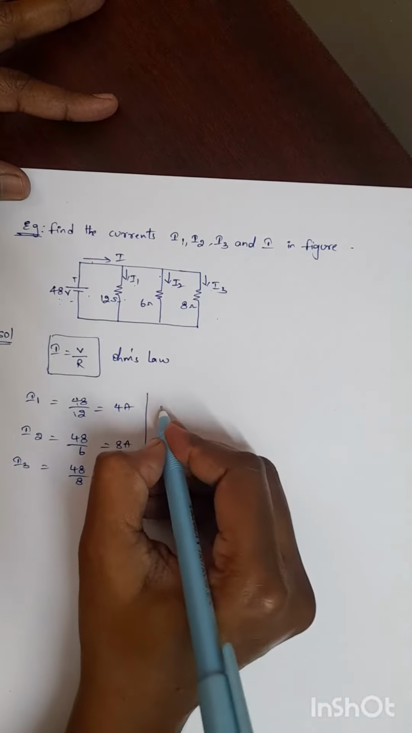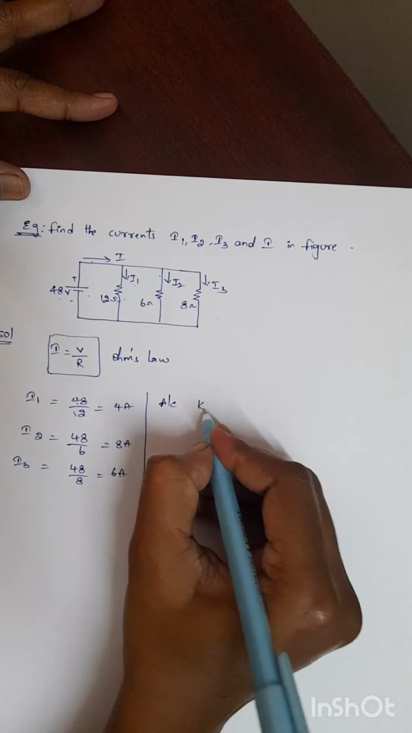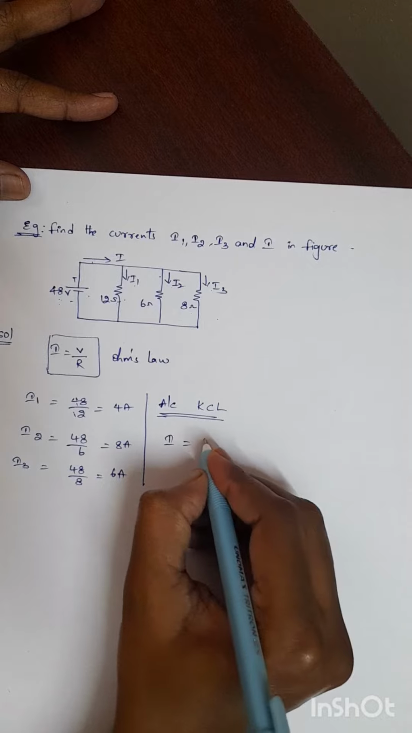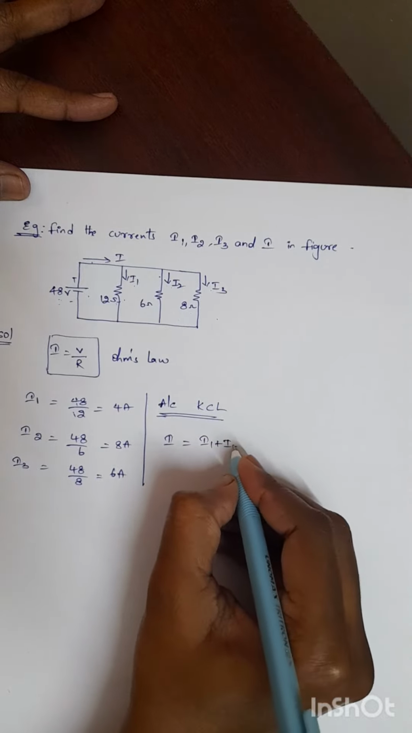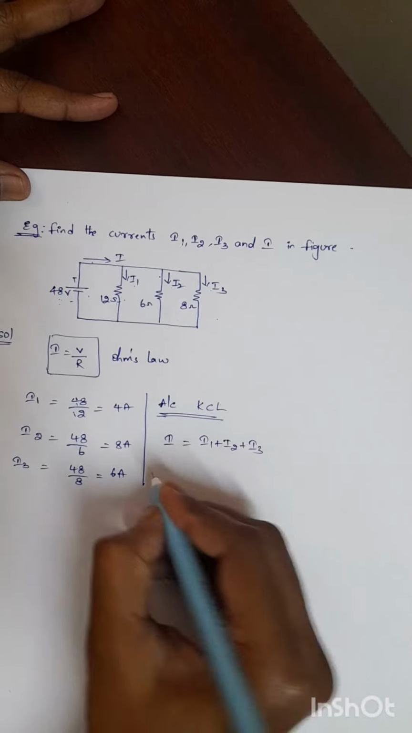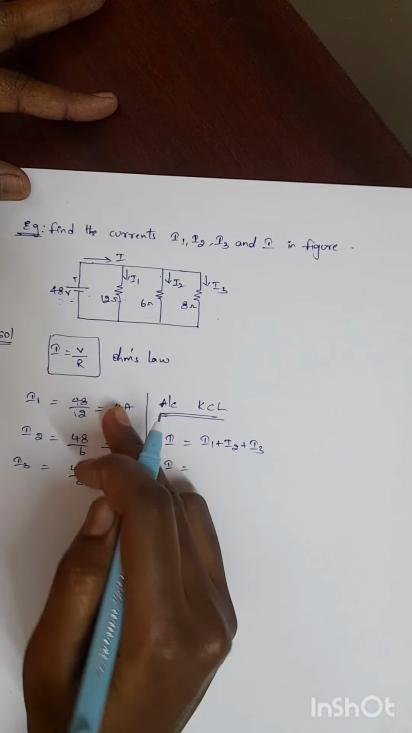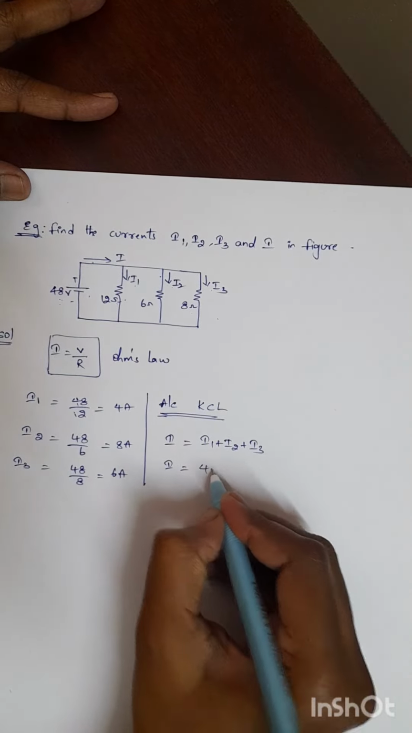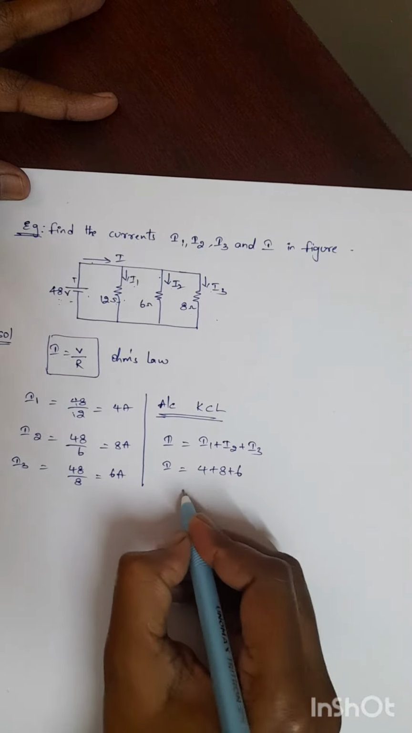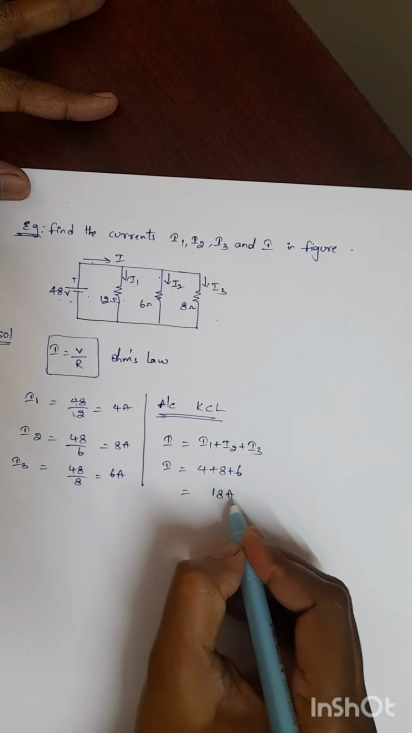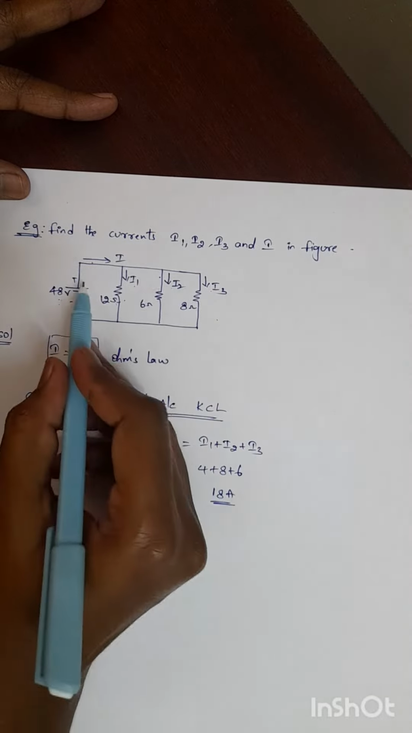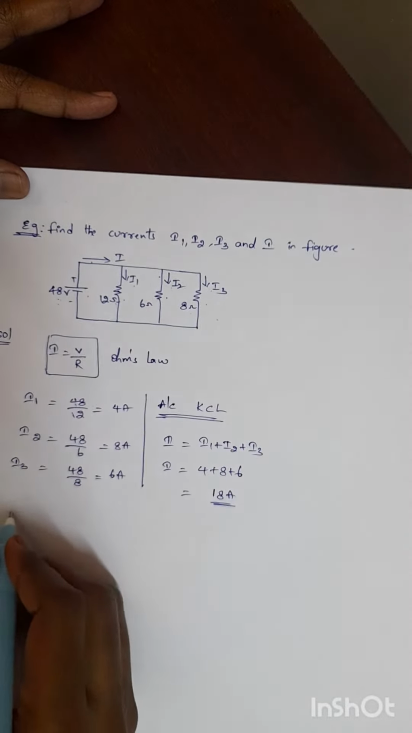According to Kirchhoff's current law, I is equal to the sum of the currents I1 plus I2 plus I3. By adding all the currents, 4 plus 8 plus 6 is equal to 18 amperes. Okay, so we can verify the last result.